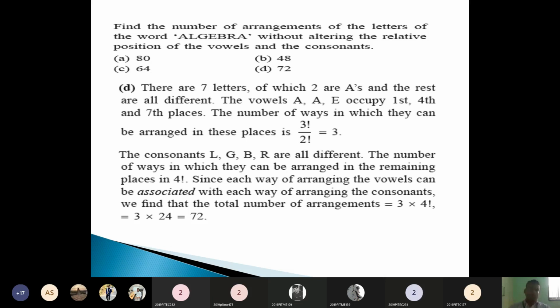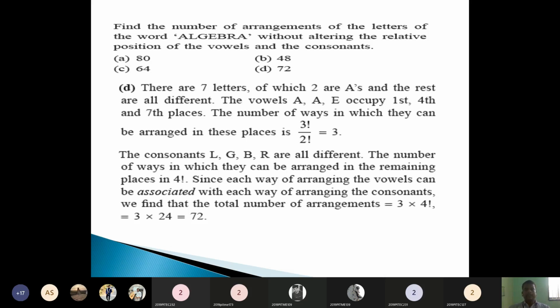If they repeat, you have to use the same formula. That means in the 4, one element is repeated, so that is 4 factorial divided by 2 factorial, you have to put it. Those consonants arrange themselves in those 4 places. What are those 4 places? Second, third, fifth and sixth. Those 4 places, 4 factorial ways they can arrange.